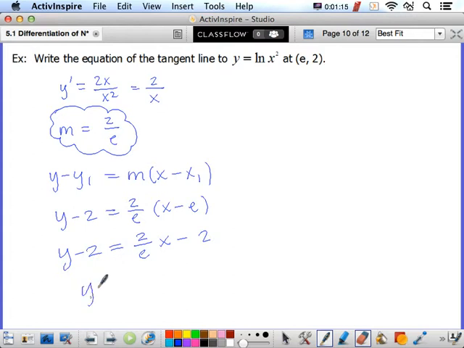So that's going to be y equals 2 over e multiplied by x. And if I add 2 to both sides, I just get a 0 for my y-intercept. So it ends up just being y equals 2 over e times x.